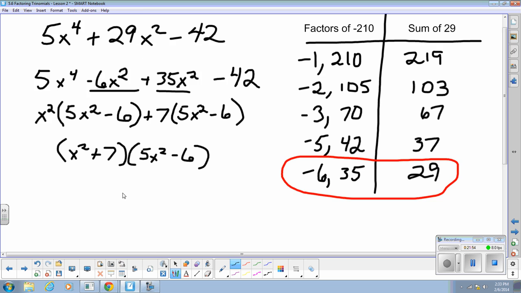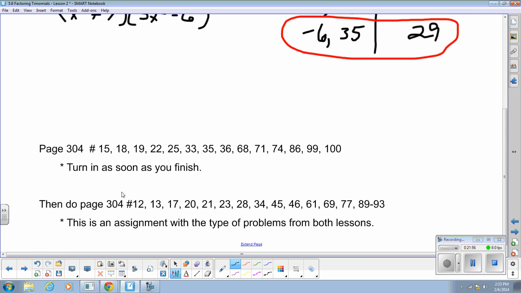Give it a shot. Now down here I have two different assignments for you. The first one, page 304, is all work on all the examples I just did in this video. The second one is an assignment that puts all of the 5.6 together, so everything that has a plain x squared at the start, to anything where you have to do what I did in this video here. I would pause the video here and make sure that you copy down these two assignments. These are two separate assignments, so turn them in separately as soon as you finish them.